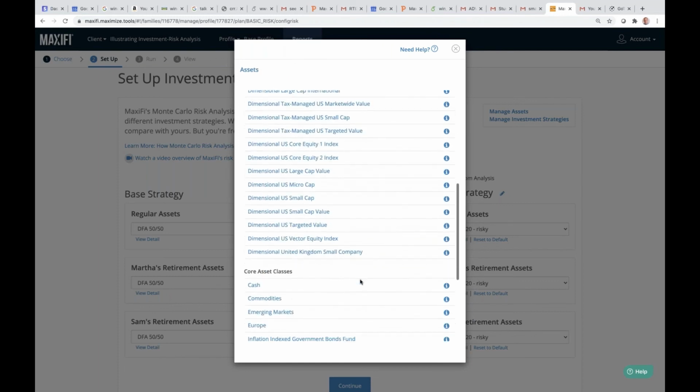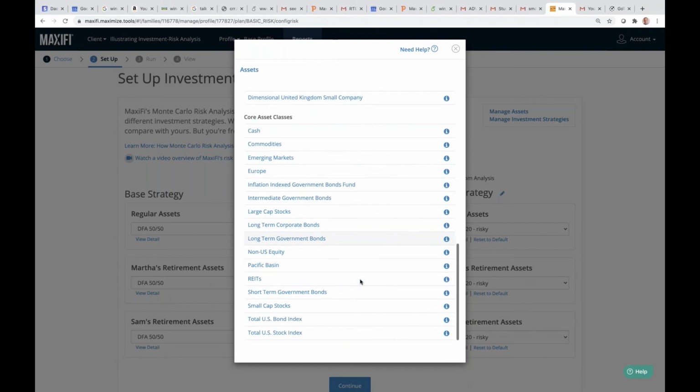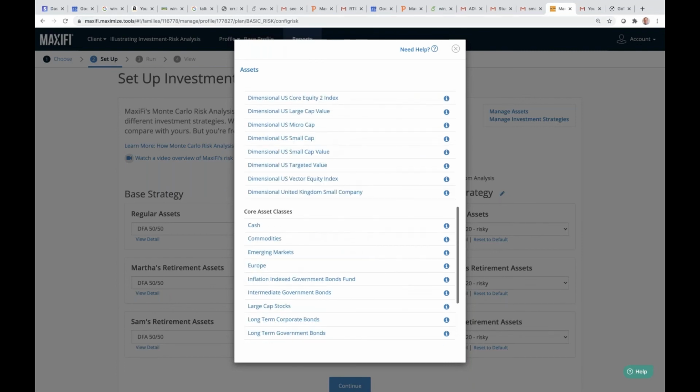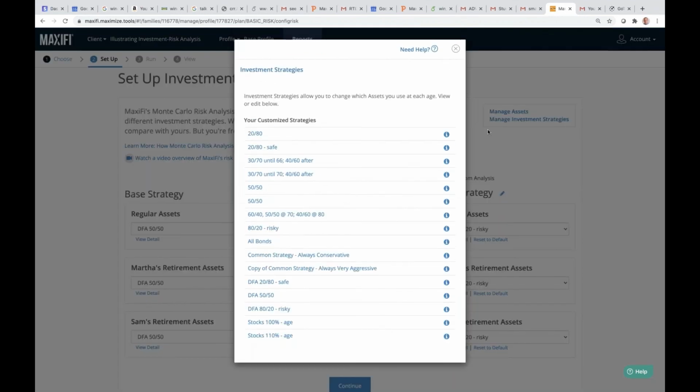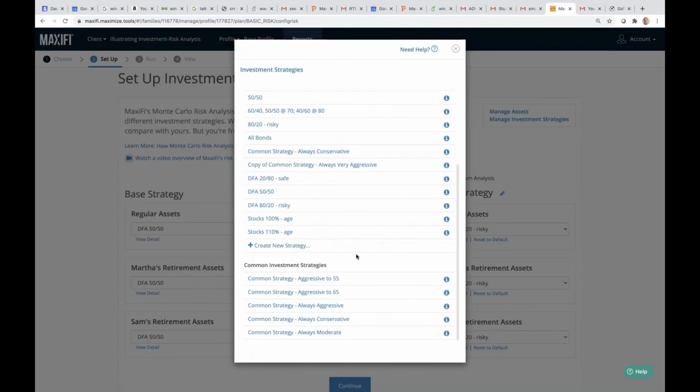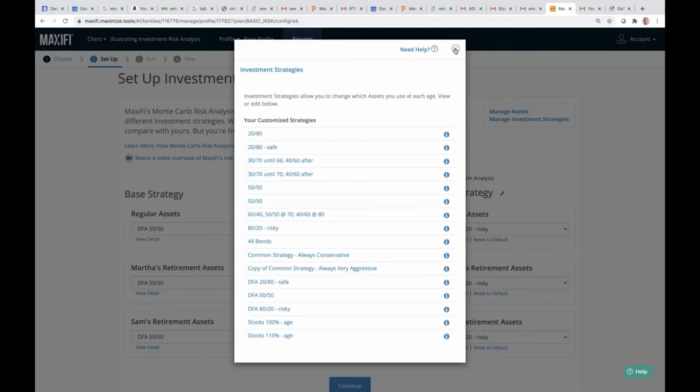We have Dimensional funds. We also have canned assets in here. So there are lots of assets that are already entered that you can use, but if you have special assets with a return history, you can enter that as well. And then you can set up investment strategies here, and you just come down here and create your own strategy or use one of the ones that we've set up for you.